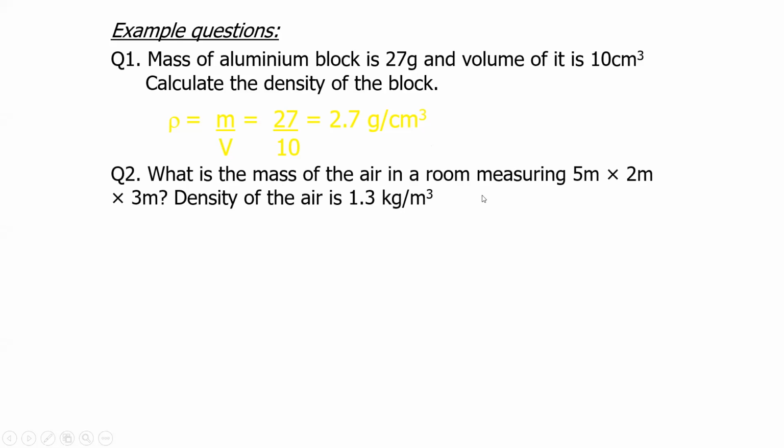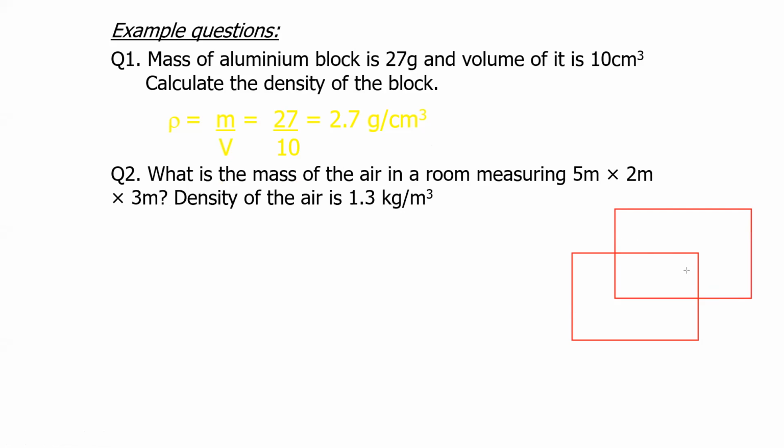What is the mass of air in a room which has dimensions 5 meter, 2 meter and 3 meter, and the density of air is 1.3? The volume of the room is the same as the volume of air present in the room. One side is 5 meter, another side is 2 meter, and another is 3 meters. Air is a gas, so a gas takes the volume of the container. So what will be the answer?